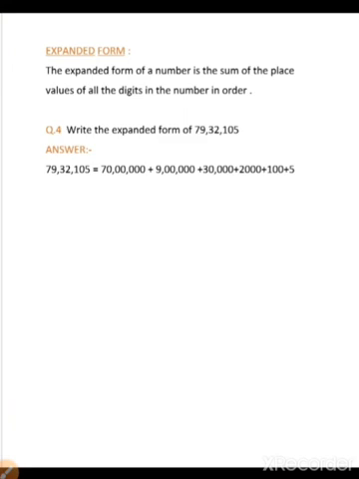And tens place digit is 0. So we do not write 0 in the expanded form. No need to write 0 in the expanded form. And then 5. 5 is at the ones place. So we have written 5. So this is the expanded form.